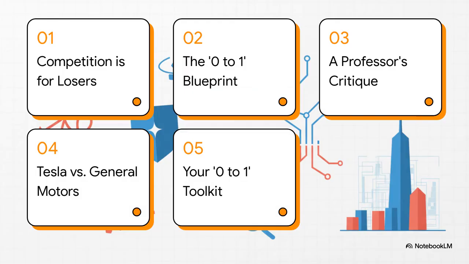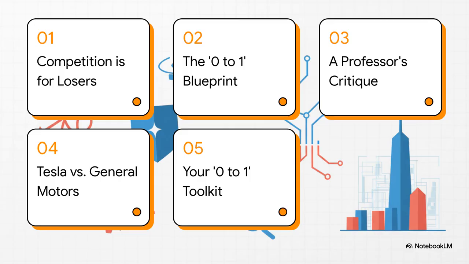Okay, so here's our game plan. First, we're going to tackle Thiel's most controversial idea: the competition is basically a dead end. Then we'll unpack what the 0 to 1 blueprint actually is. After that, we'll get into a balanced critique, the brilliant and the problematic sides of the book. Then we'll apply all this theory to a real-world showdown, and we'll finish up with a practical toolkit you can actually use.